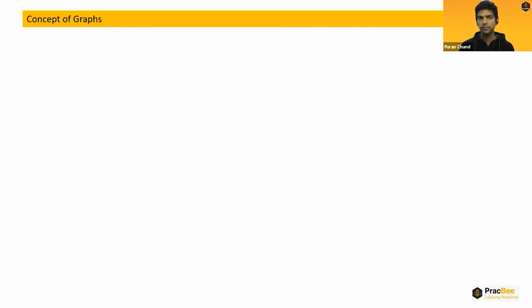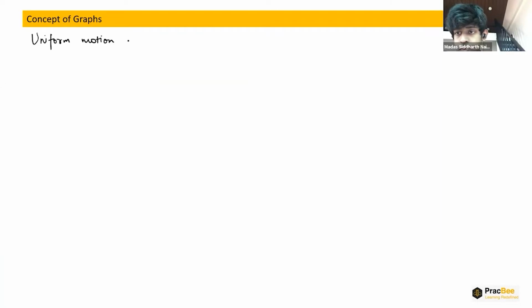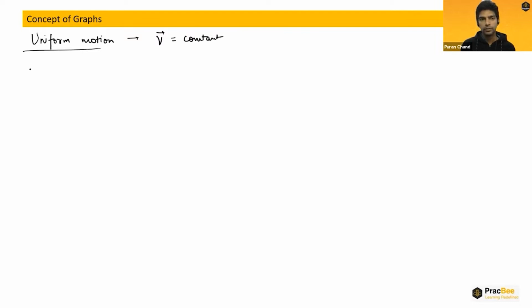So now let us see some of the graphs, some important graphs. Let us first study the uniform motion. We know that in uniform motion, the velocity is constant, right? So if I draw the position time graph, what is the nature?